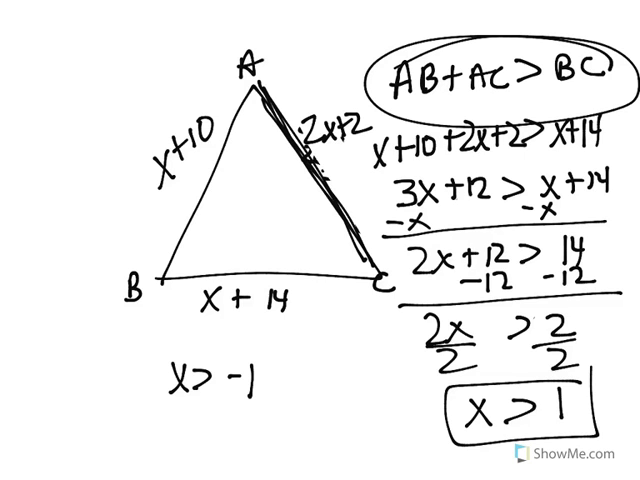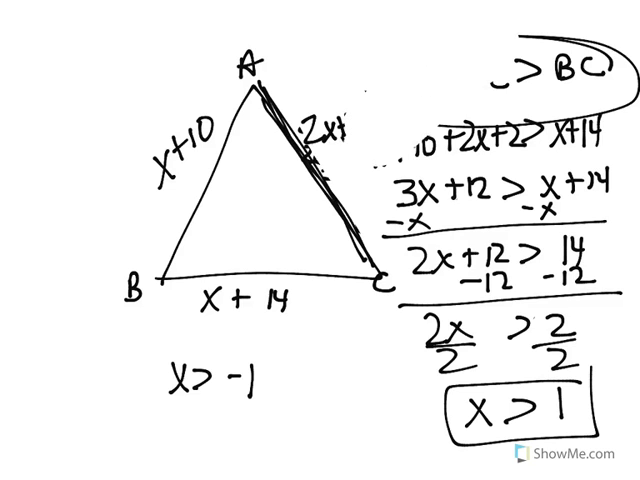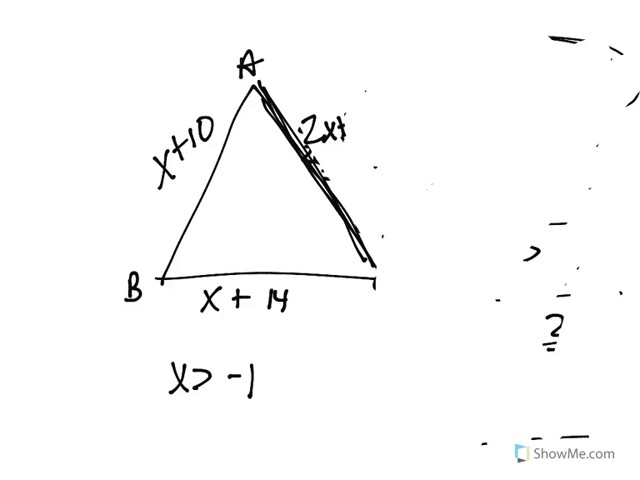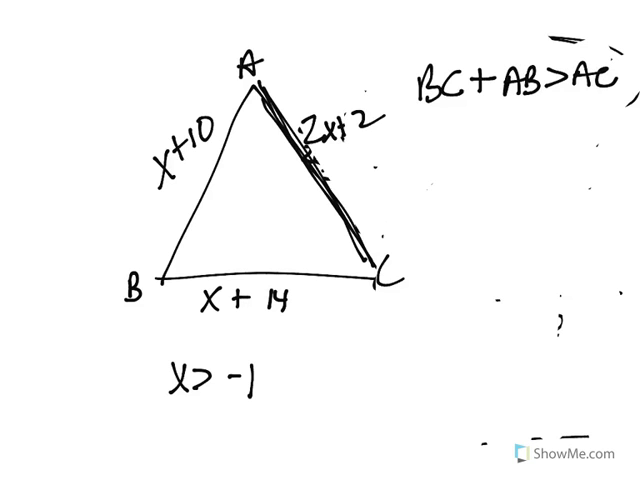And I could make up any one of the three and just say, what would X be to make it work? You know, I could say, let's do BC plus AB needs to be greater than AC, like that. And you could try any combination and figure out what X would need to be to make that particular inequality work.